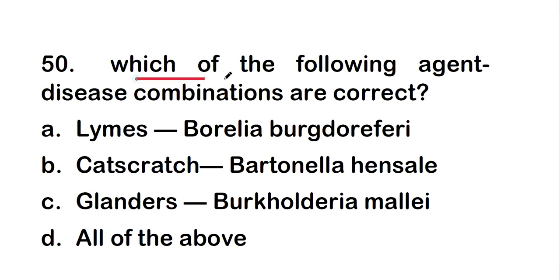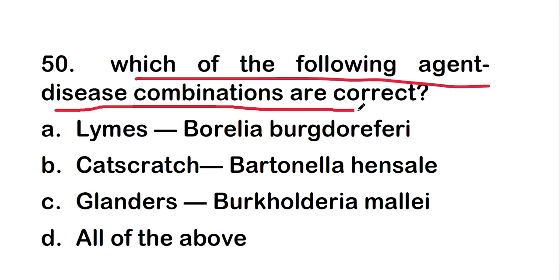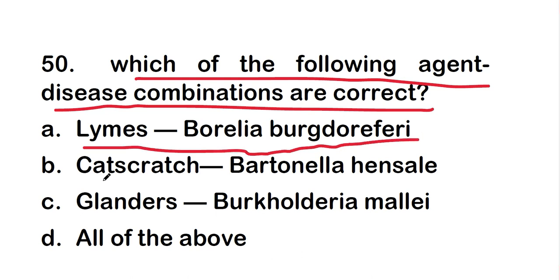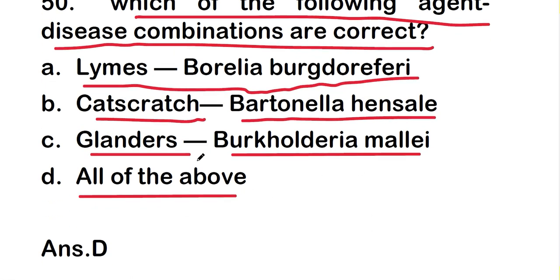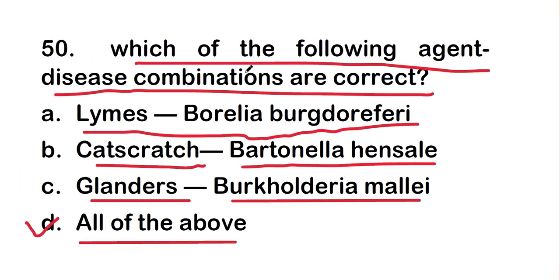Which of the following agent disease combinations are correct? The first one is Lyme with Borrelia burgdorferi, or cat scratch, that is Bartonella henselae, or glanders, that is Burkholderia mallei, or all of the above. The right one is option D, that is all of the above. So all of these disease and agent combinations are correct.